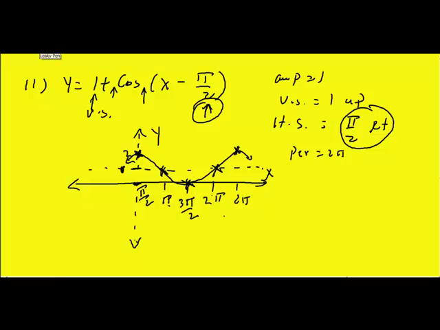What's that? Say that again. 5 pi over 2. Okay, now notice my y-axis is all messed up right now because the y-axis has to go through 0.